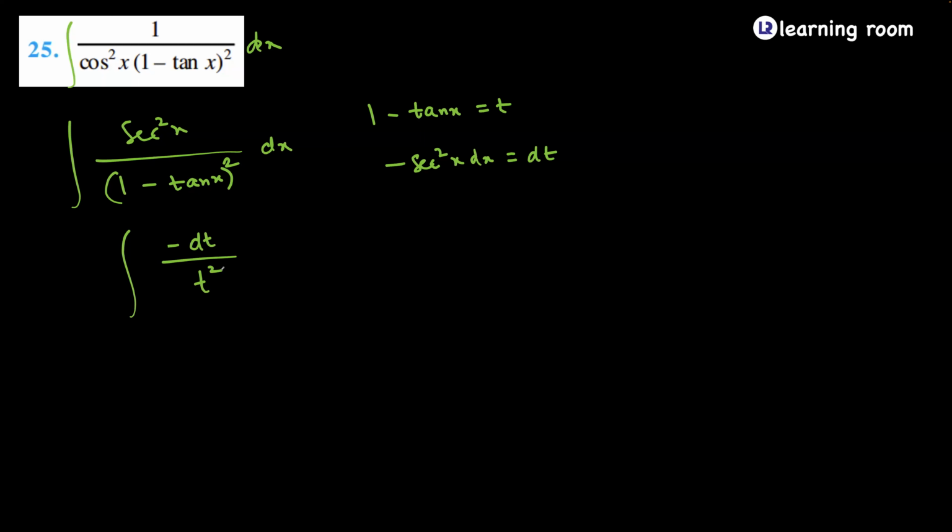Derivative of 1 by x is minus 1 by x square. So integral of minus 1 by x square will be 1 by x. So here it is going to be 1 by t plus c. So what is the value of t? 1 by 1 minus tan x plus c. That will be the answer. Is that point clear?